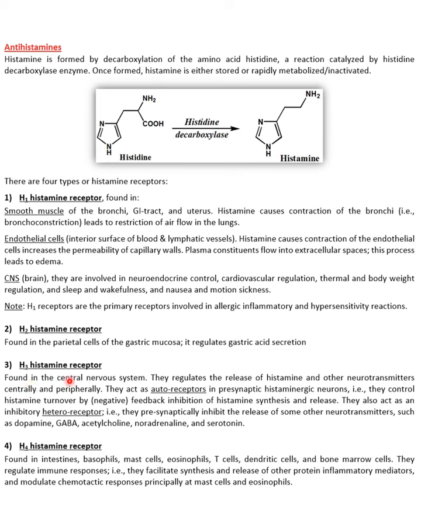The third type of the histamine receptors are available in the CNS, like the H1 receptors, and they actually regulate the release of histamine as well as other neurotransmitters. They act as autoreceptors as well as heteroreceptors, which means they are located at the presynaptic cleft, and they are responsible for the negative feedback inhibition of the histamine synthesis and release, as well as other neurotransmitters such as dopamine, GABA, acetylcholine, noradrenaline, and serotonin.